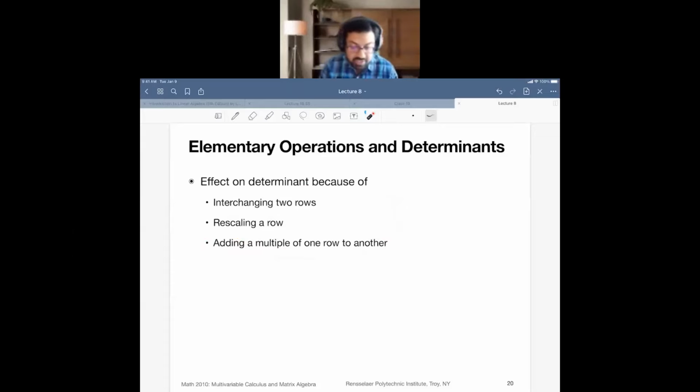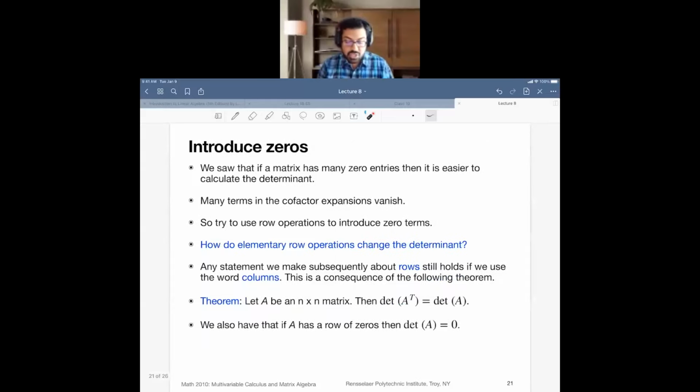Our goal here is to find the effect on the determinant of a matrix if we interchange two rows, if we multiply a row with a scalar, and if we did this last elementary row operation here. So we'll start with the first one, interchanging rows. But before that, introduce zeros, right? That's the goal. The goal is to have as many zero entries as possible. And if you are able to get a row or a column with all zeros, then you know the determinant is going to be zero.